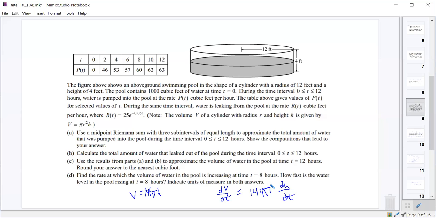Good or no? I guess that's a yes. I don't know. Any other questions? All right. I assume that means we are ready to take the quiz.